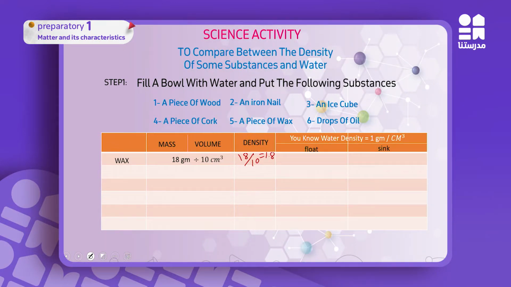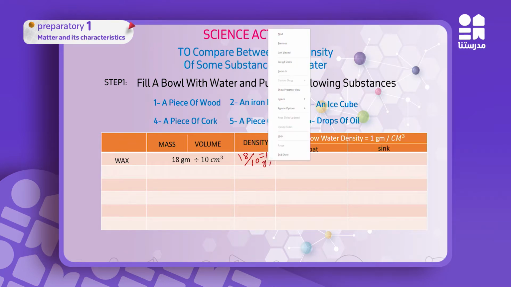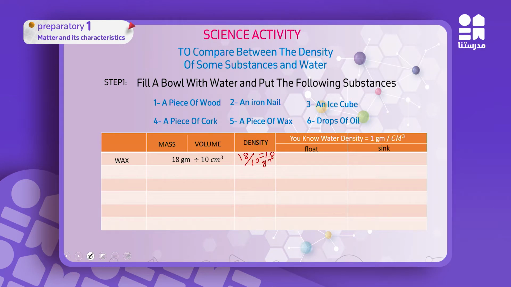What is the unit of density? Remind me. Okay, gram per cubic centimeter. I will ask myself, does this piece of wax float or sink? If it is heavier than water, it will sink. If it is lighter than water, it will float. So I have here 1.8. Is it lighter or heavier? Of course, it is heavier, so it will sink. Okay? But what about the others?